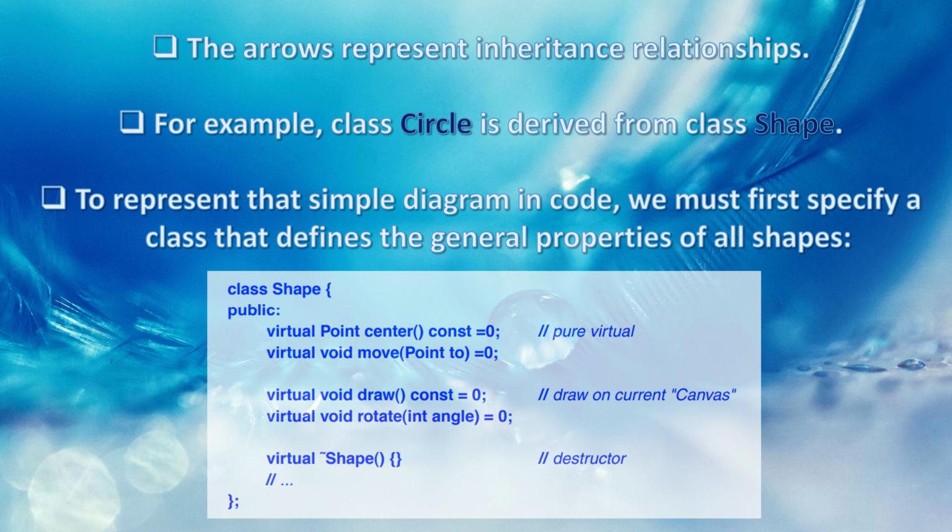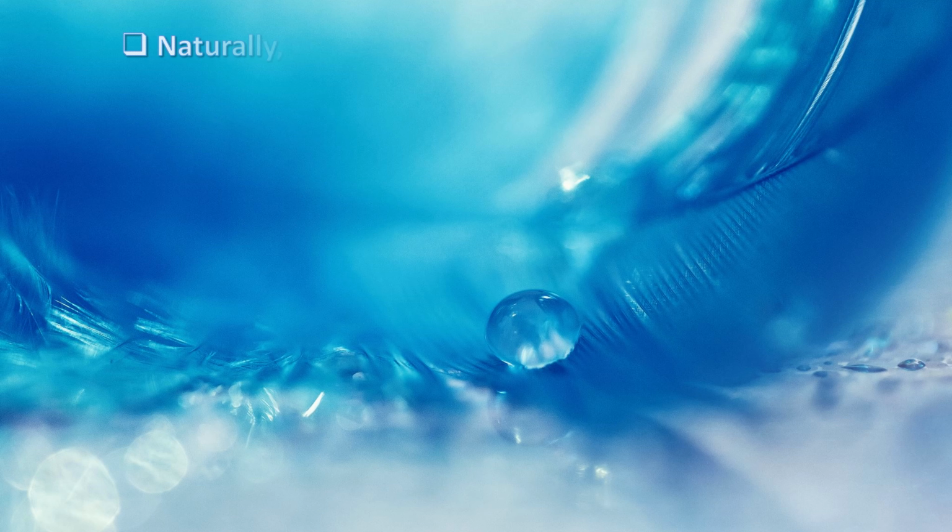Public. Virtual point center, const equals 0, pure virtual. Virtual void move, point to, equals 0. Virtual void draw, const equals 0, draw on current canvas. Virtual void rotate, int angle, equals 0. Virtual shape destructor. Naturally, this interface is an abstract class.